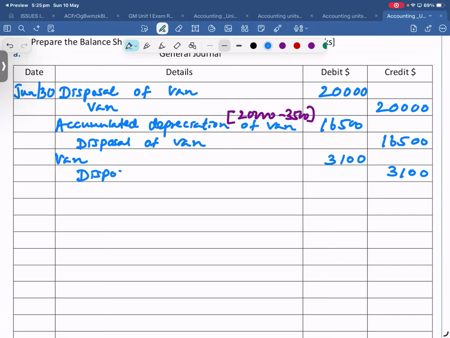What's on disposal? Loss on disposal of van. Why is it a loss? Because the carrying value is more than the trading value, so we are trading it for a lower value.